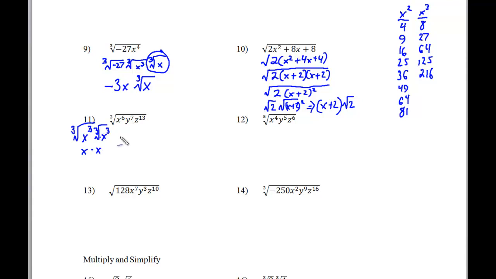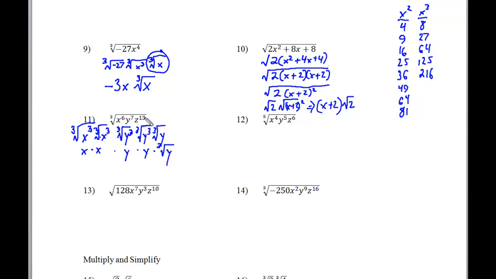I can do the same thing with the y's. I can take this y to the seventh and write it as y cubed times y cubed times y, because I need 3 plus 3 plus 1 to make 7. Now every group of 3 is going to turn into 1 y simplified, and unfortunately this cubic root of y is just going to stay unsimplified because it was too small to get out of a cube root.